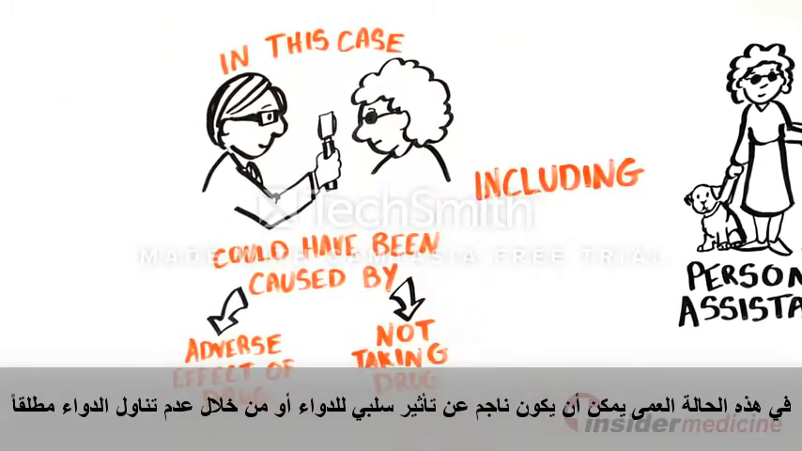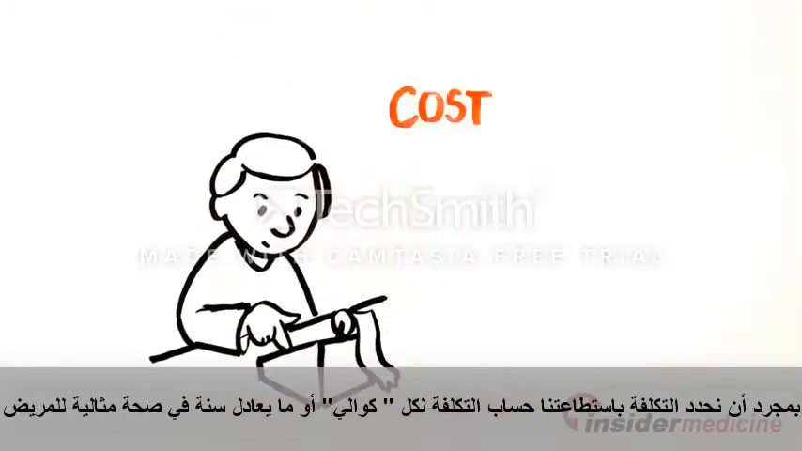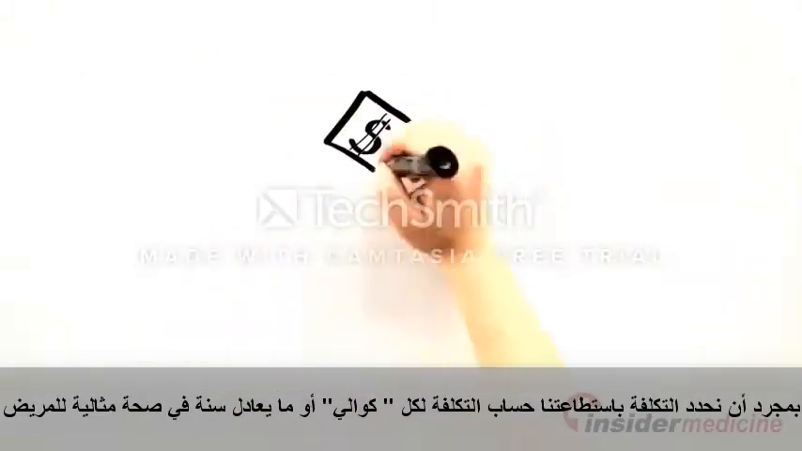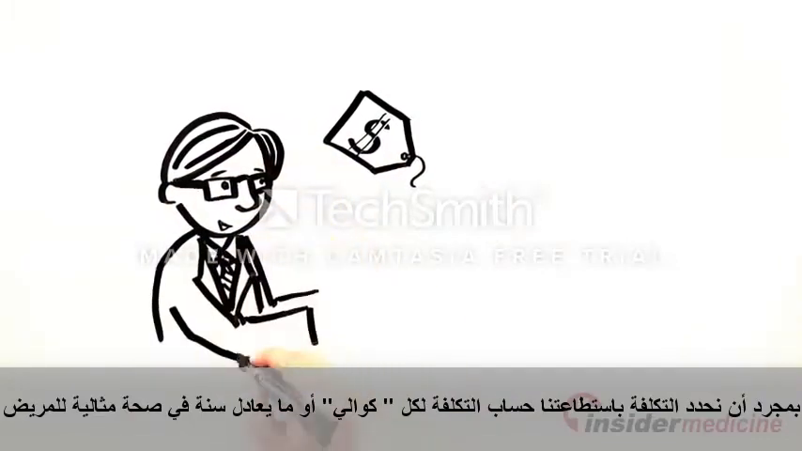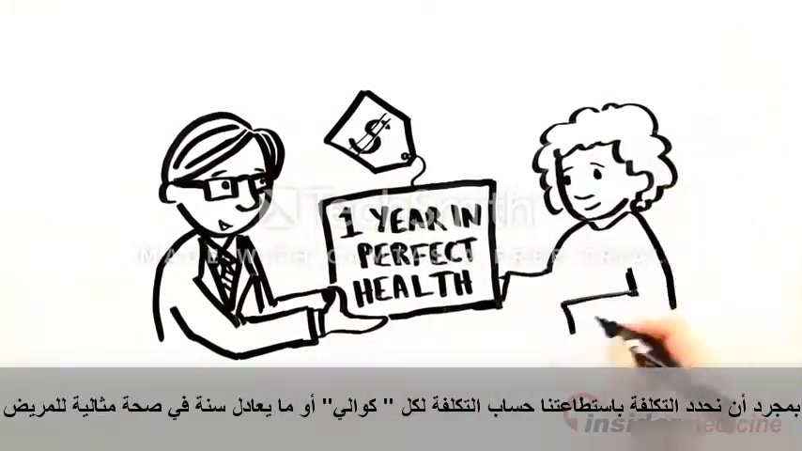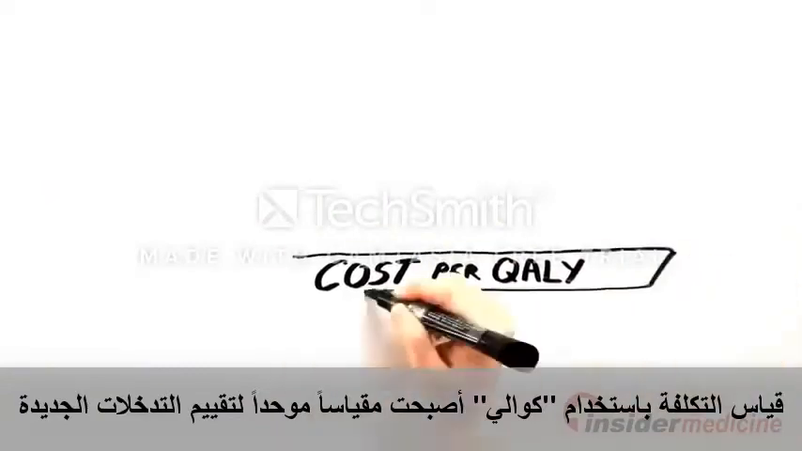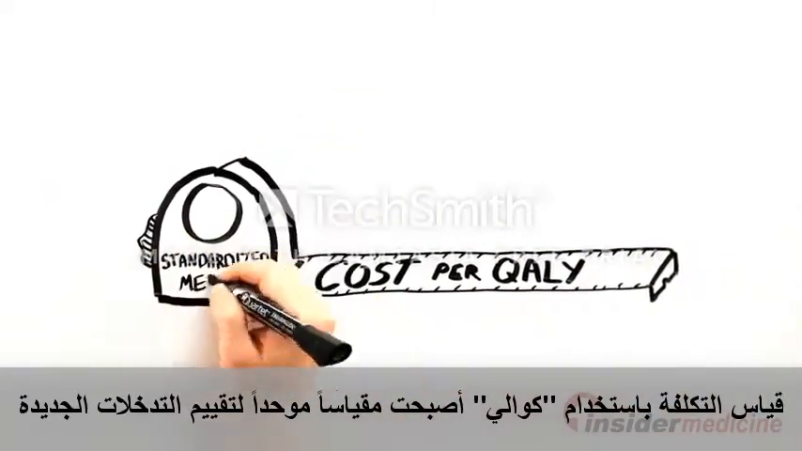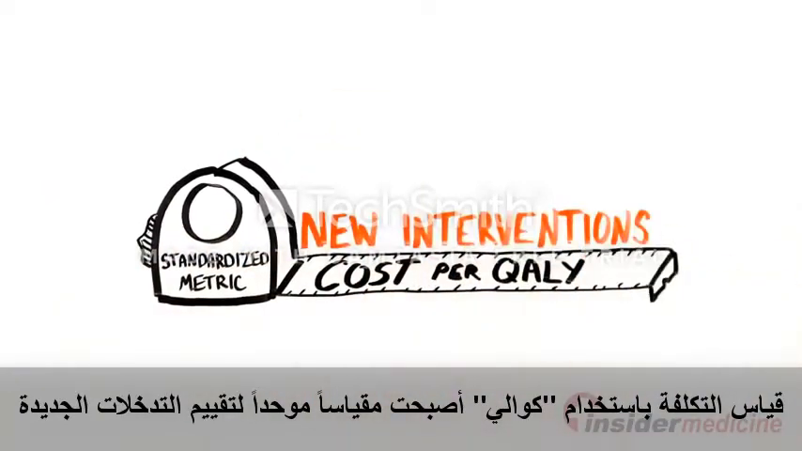In this case, the blindness could have been caused by an adverse effect from the drug or through not taking the drug at all. Once we have determined the cost, we can then calculate the cost per QALY, or how much does it cost us to gain the equivalent of a year in perfect health for a patient. This cost per QALY becomes a standardized metric to evaluate new interventions.